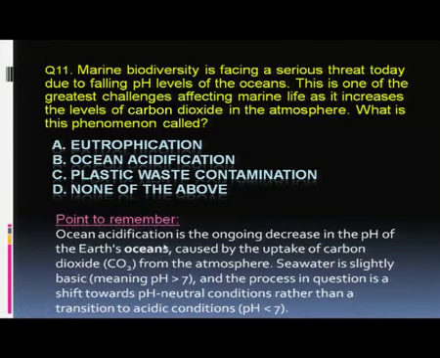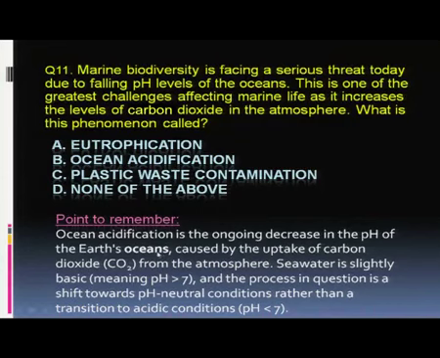What is ocean acidification? It is the ongoing decrease in the pH of the earth's oceans caused by the uptake of carbon dioxide from the atmosphere. Sea water is slightly basic in nature, which means the pH is more than 7, and the process in question is a shift towards pH neutral condition. When the pH is lowering down, it means that it is becoming neutral rather than acidic.